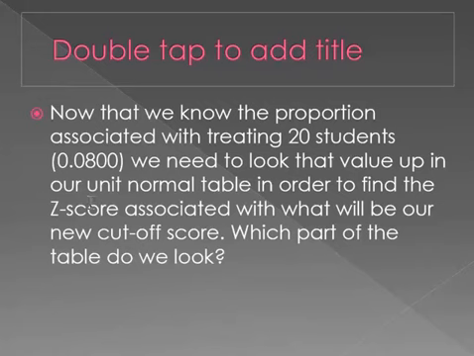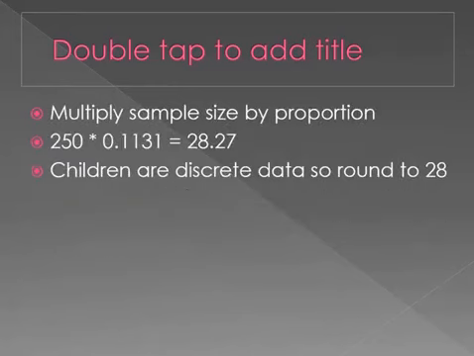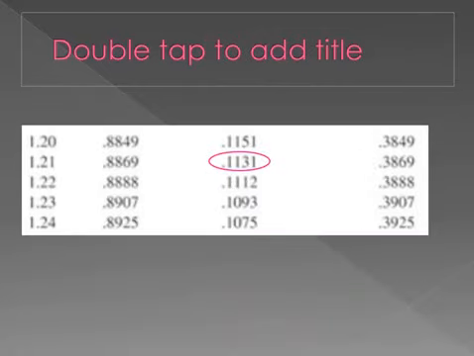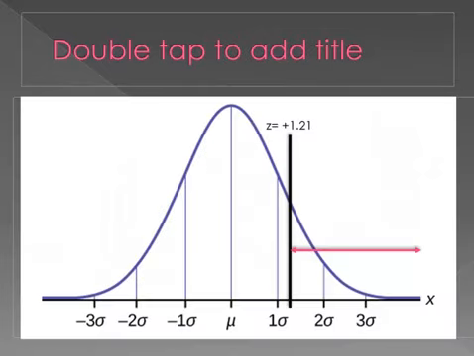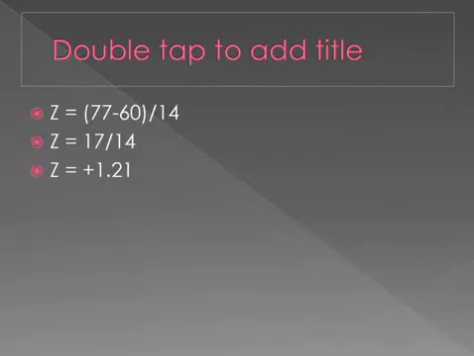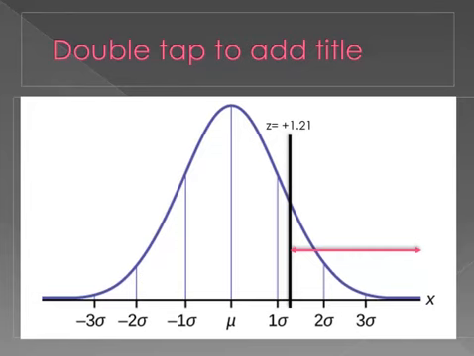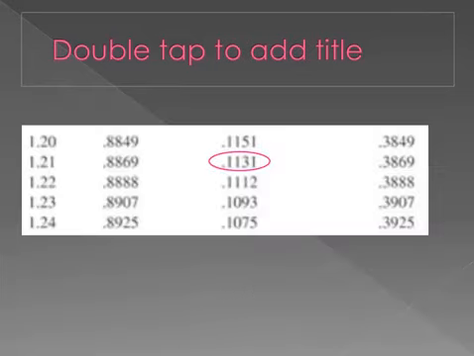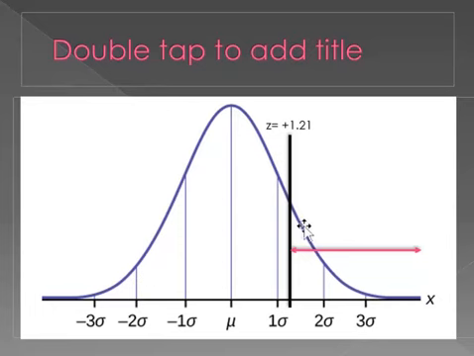Okay, so let's think about this logically, and let's go back several steps. Here, when finding the cutoff score, for the z-score for a cutoff score of 77, we were looking for the proportion at or above this particular cutoff score. And it turned out that that proportion was 0.1131. Well, now our new proportion is 0.0800, right?